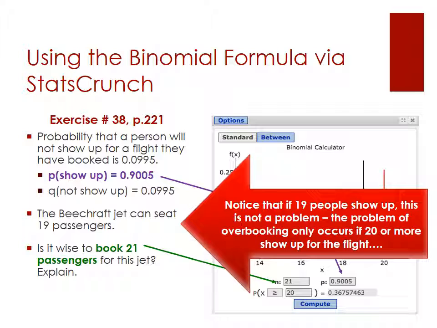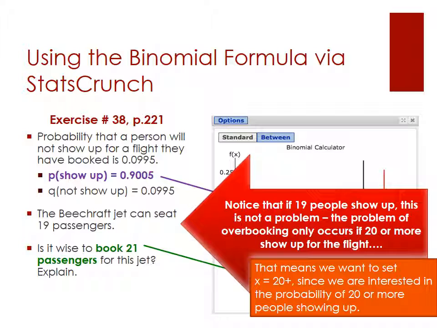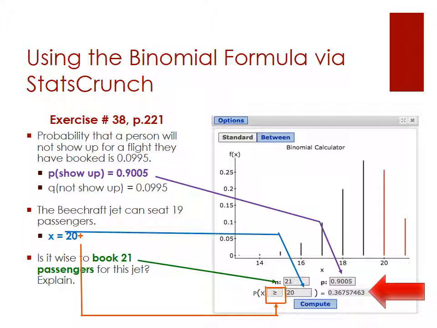Now, notice if 19 people show up, this is not a problem. The problem of overbooking only occurs if 20 or more people show up for the flight. So that means we want to set our X at 20 plus, since we're interested in the probability of 20 or more people showing up. Thus, our X is going to be 20 plus, not 19. If 19 people show up, we don't have a problem. We can seat them all. That's perfect. The problem is 20 or more.